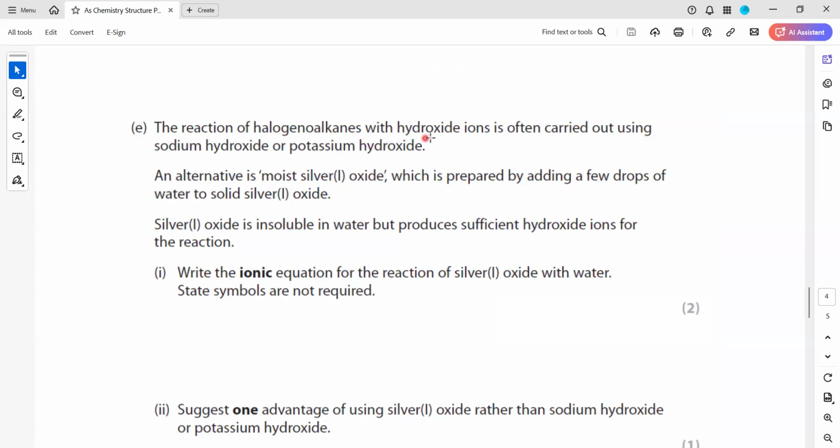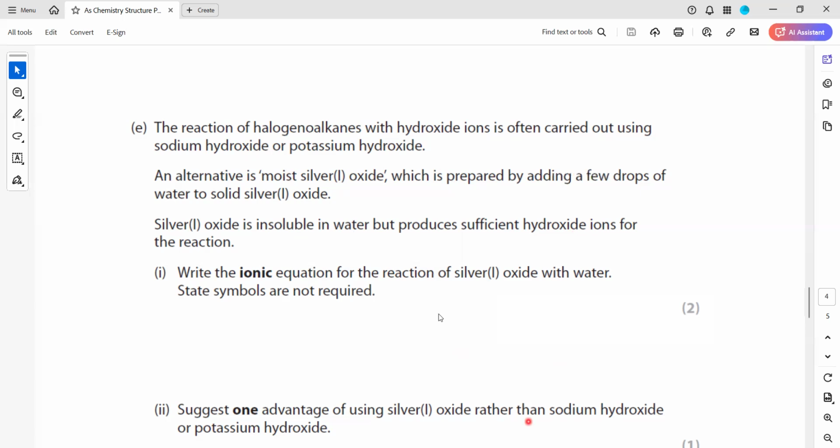So halogenoalkane with hydroxide ion is often carried out using sodium hydroxide or potassium hydroxide. An alternative is the moist silver 1 oxide, which is prepared by adding a few drops of water to solid silver 1 oxide. Silver 1 oxide is insoluble in water but produces sufficient hydroxide ions for the reaction. Write an ionic equation for the reaction of silver 1 oxide with water.